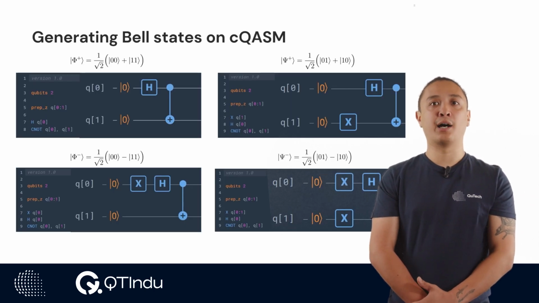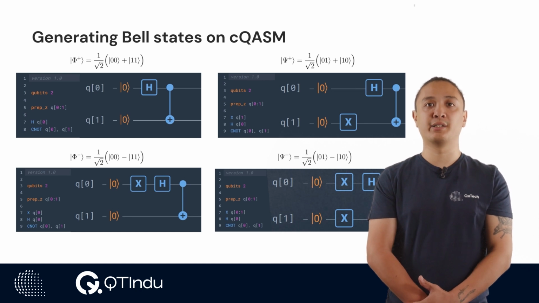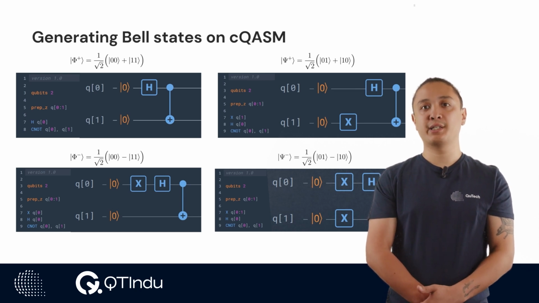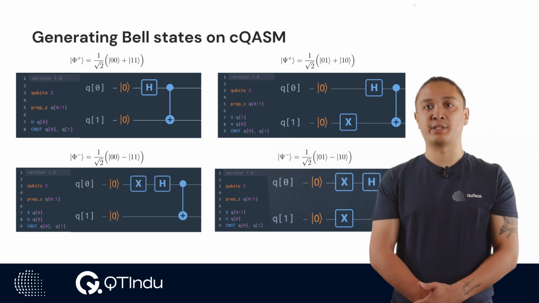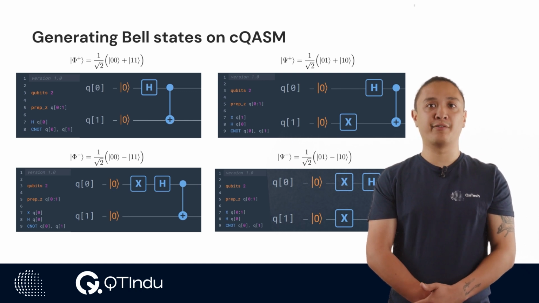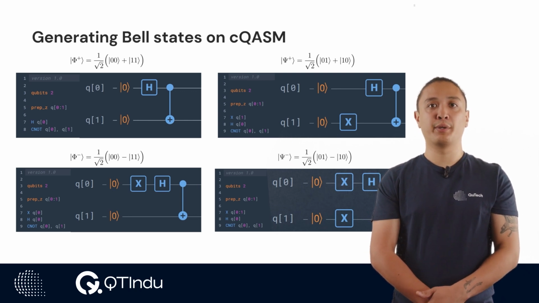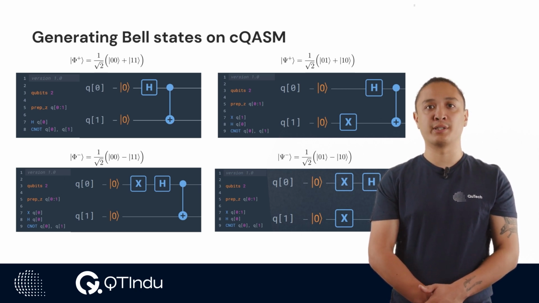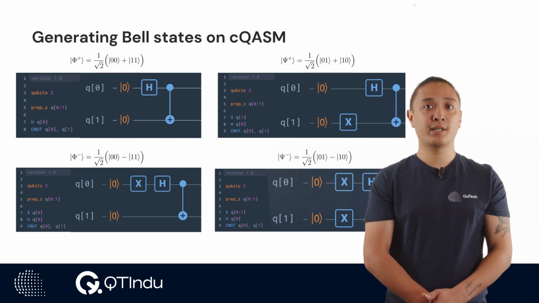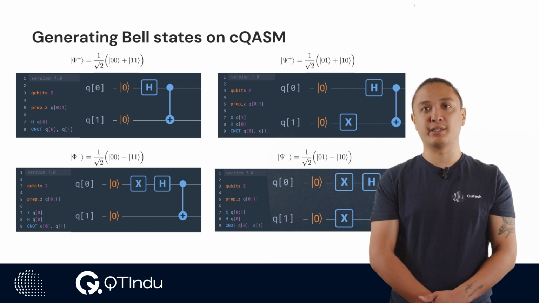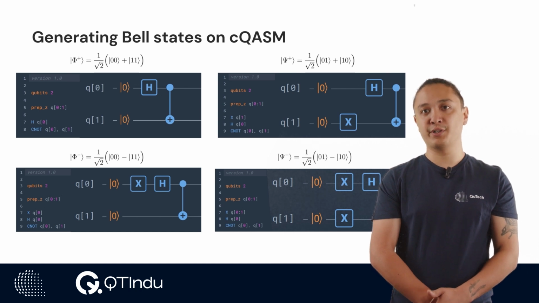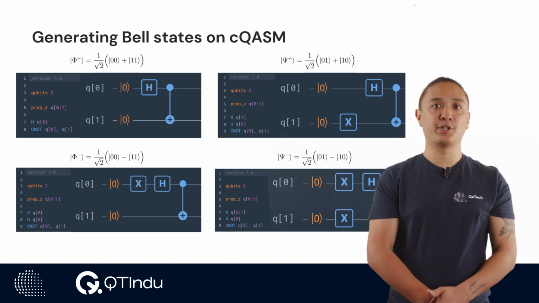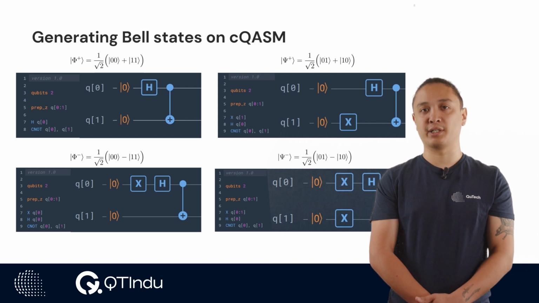Now we will go over how we can use the circuits presented in the previous slide to generate any of the 4 Bell states on cQASM. Here we have 4 pieces of cQASM code with their corresponding quantum circuit and Bell state. We can see how easily implementable these circuits are on cQASM. The circuits consist of a single layer of X gates which depend on the generated Bell state, followed by a Hadamard on the first qubit and a CNOT with the first qubit as control and the second as a target.